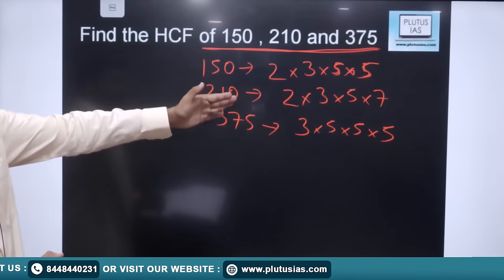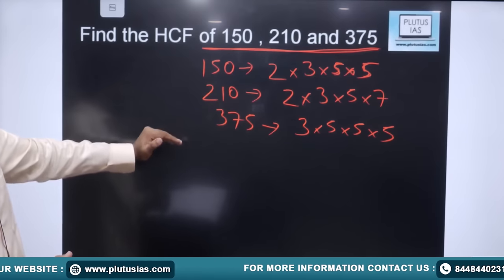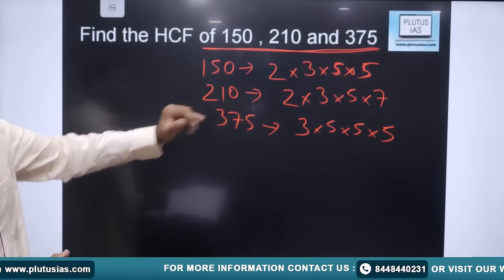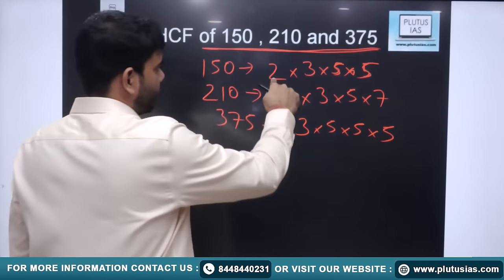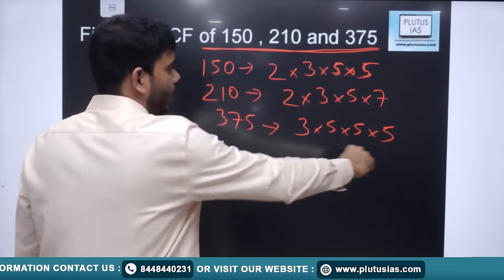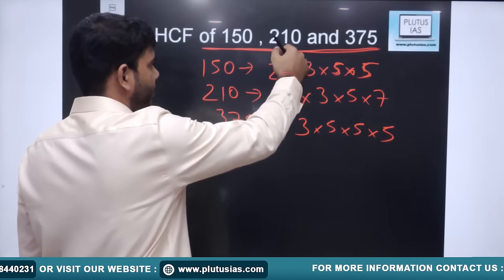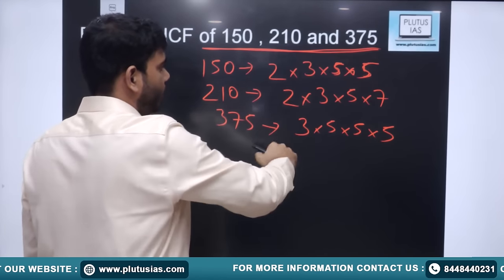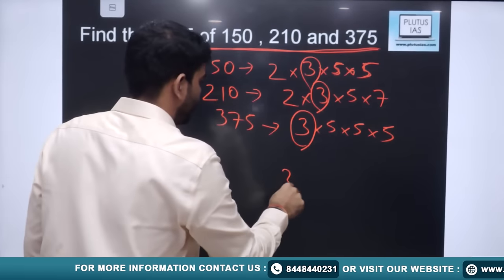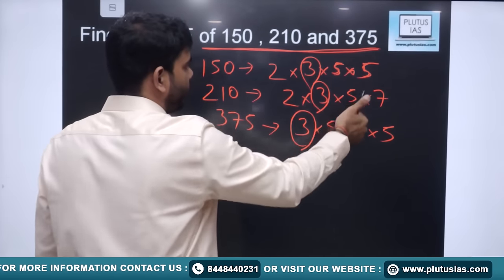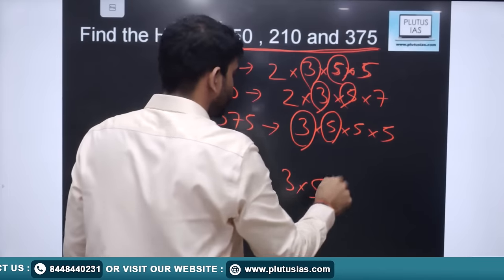We just have to consider the factors that are common in all three prime factorizations, and multiplying the common factors, we will get the HCF. It's a very simple thing. So let us consider. 2 cannot be taken into account for HCF. Here we have 3, here we have 3, here we have 3. So this is our first common factor, 3. Then we have 5, 5, 5, right? We have one 5 common.